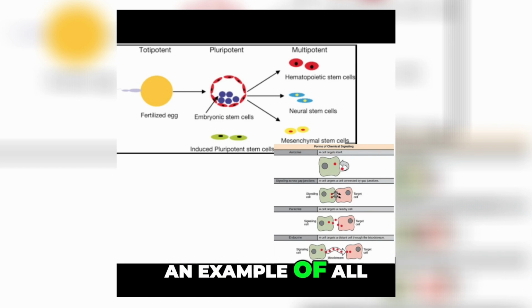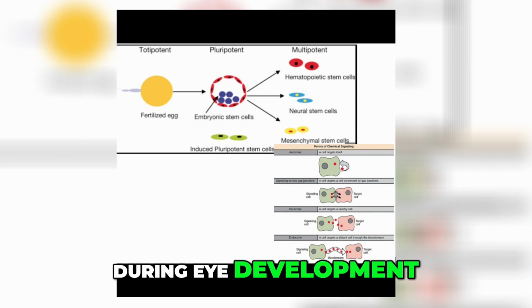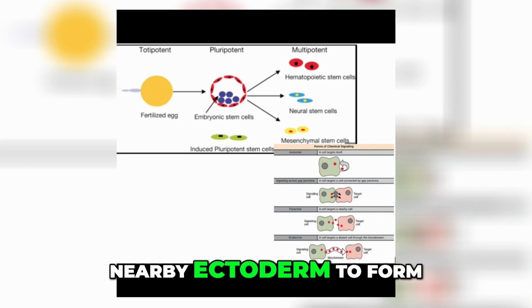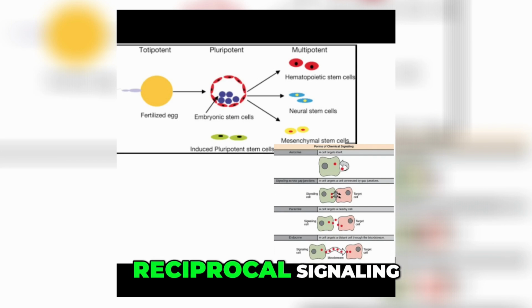An example of all of this is induction, where one group of cells guides another. During eye development, the optic vesicle influences nearby ectoderm to form the lens placode, a fascinating dance of reciprocal signaling.